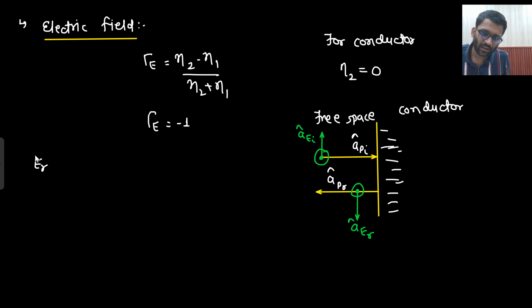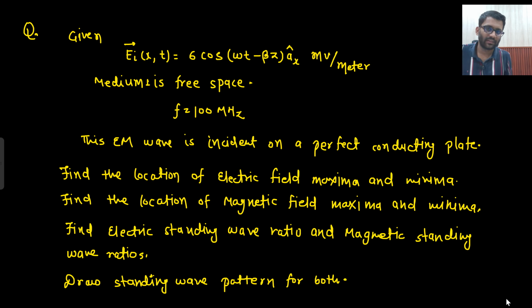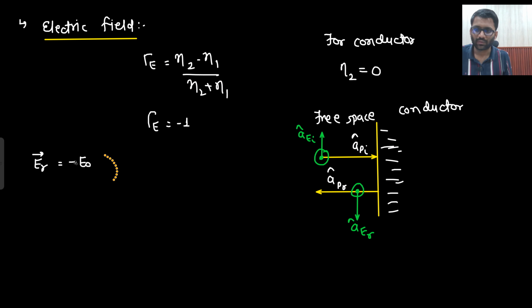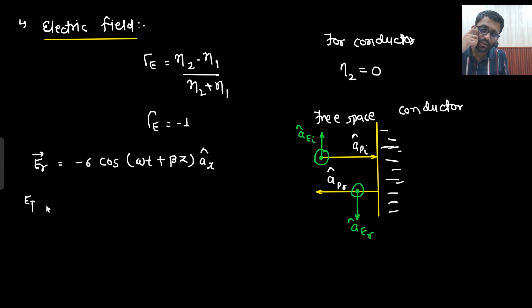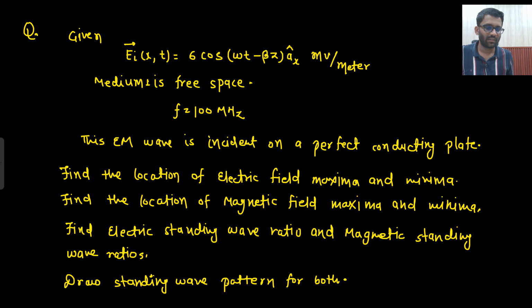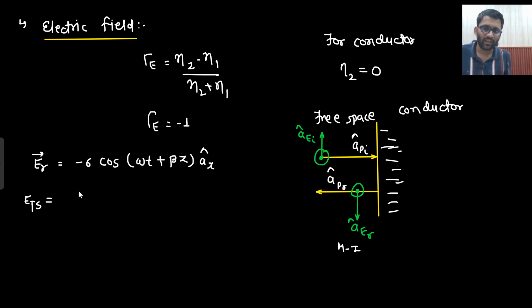So what will be my reflected wave? ER I am writing: minus E naught, and E naught is 6, so minus 6 cos omega t plus beta z Ax cap. Is that clear to you? And what will be the total? Now can I write down the phasor directly? I am writing down the phasor of the total electric field in this medium, in free space, in medium 1, the phasor of this plus this.